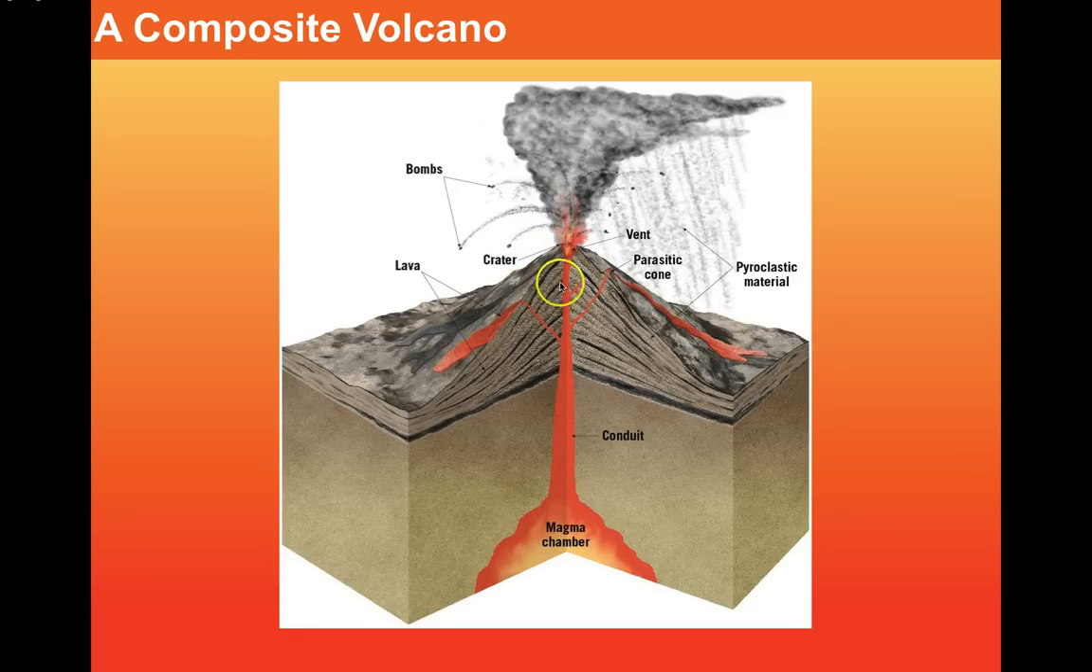Notice that as the layers move away from the volcano, they get thinner. That makes sense. Okay, so that's something important to notice. And the word strato, by the way, means layered. So here's a composite volcano or a stratovolcano, which is a layered volcano.